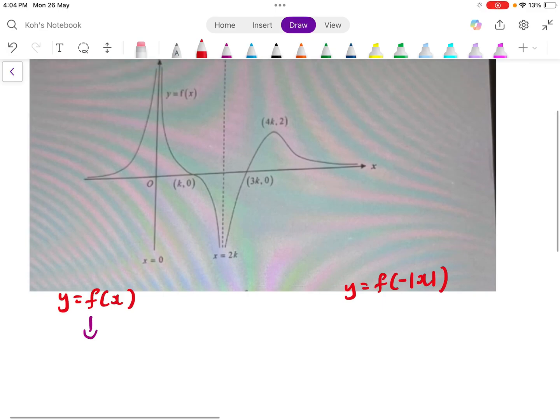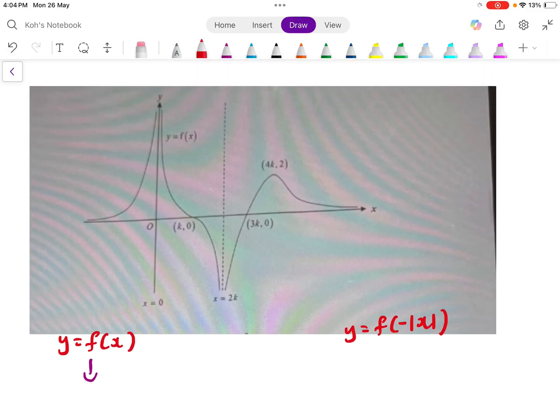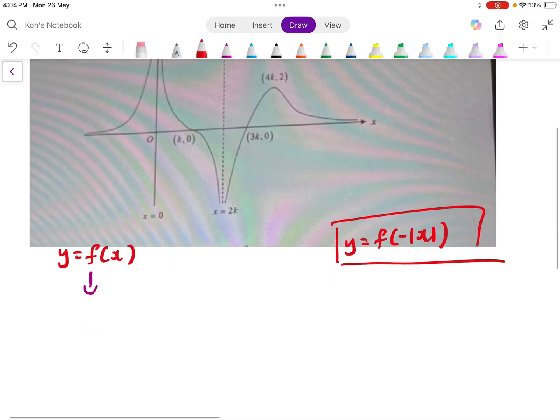Okay, so let's go through this question as well, part 2, right? We have this y equal to f(x) graph, and we are asked to transform it into y equal to f(negative mod x) graph. Okay, so maybe I try your transformation first.